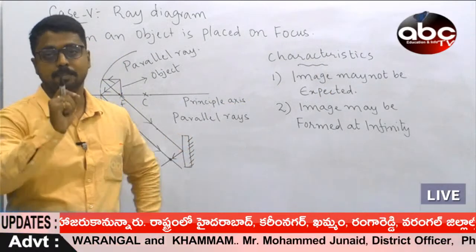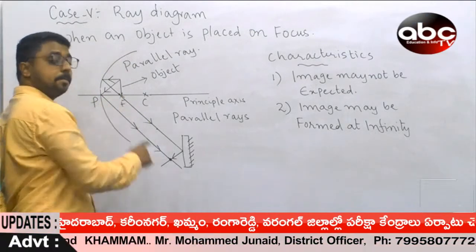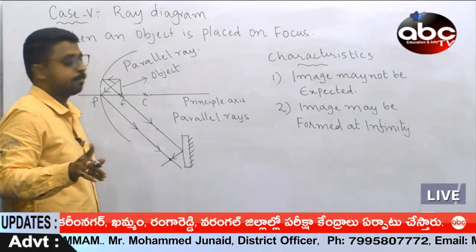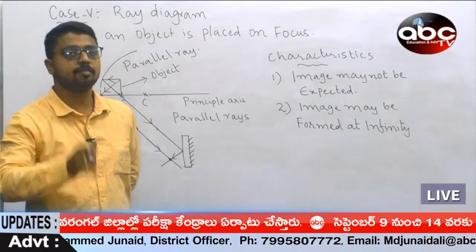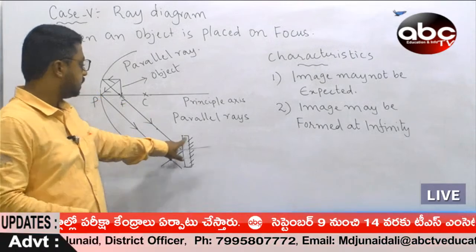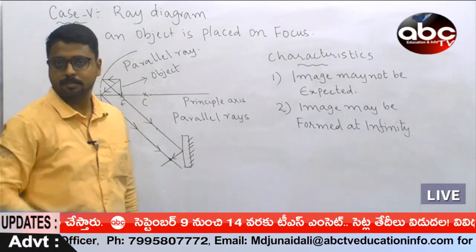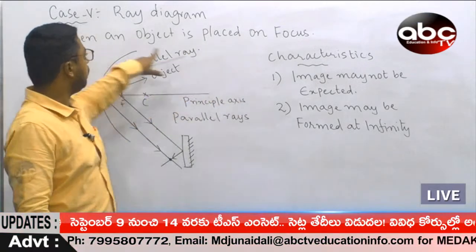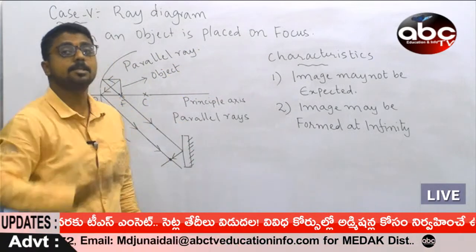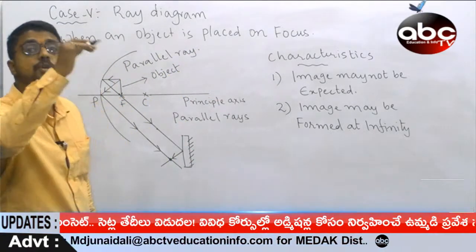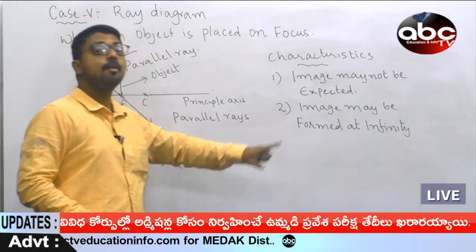This is important. And remember friends, parallel rays never meet. Parallel rays are never going to meet. Because of this reason we are able to expect such a small logic. We put a small twist here. So point number 1, when an object is placed on focus, image may not be formed. But what is this? Image may be formed at infinity.